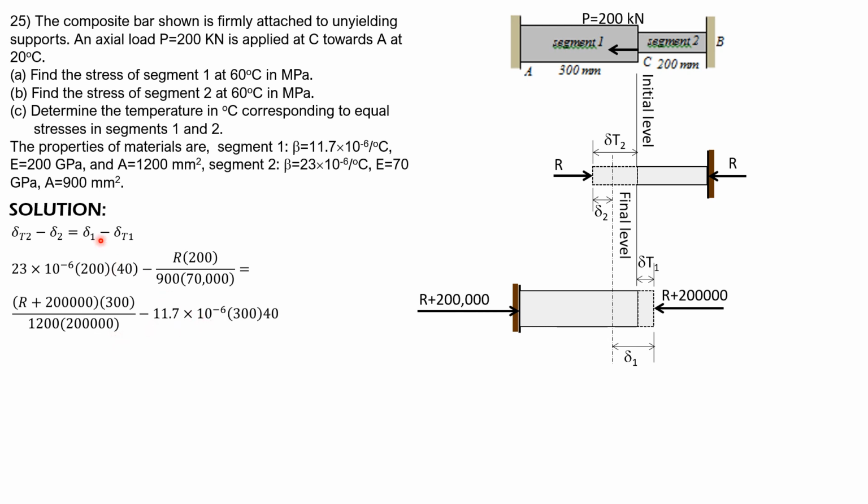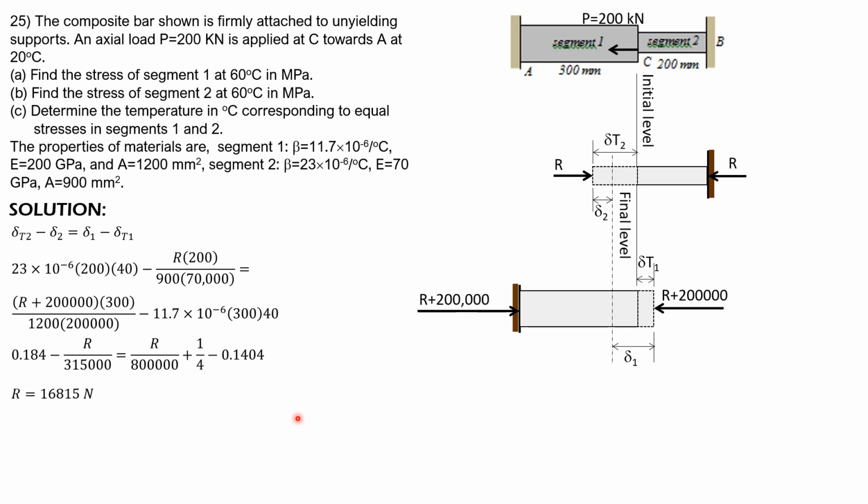Then minus delta T1, which is the coefficient of thermal expansion of segment 1, length is 300, change in temperature 40. So simplifying, the first term is 0.184 minus R over 315,000 equals R over 800,000 plus 200,000 times 300 over 1,200 times 200,000, or 1/4, then minus 0.1404, this last term here. So only R is unknown here. Solving for R is 16,815 newtons.